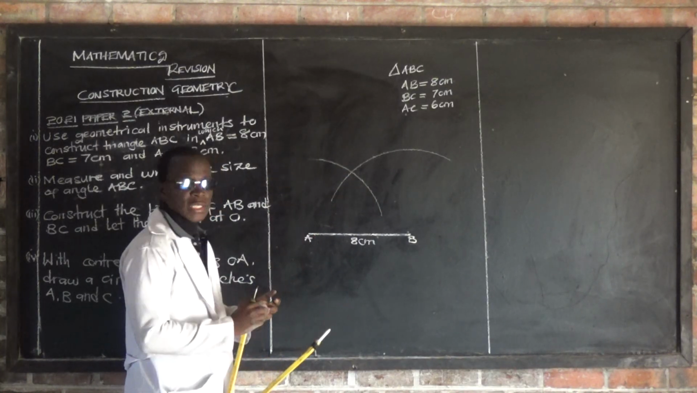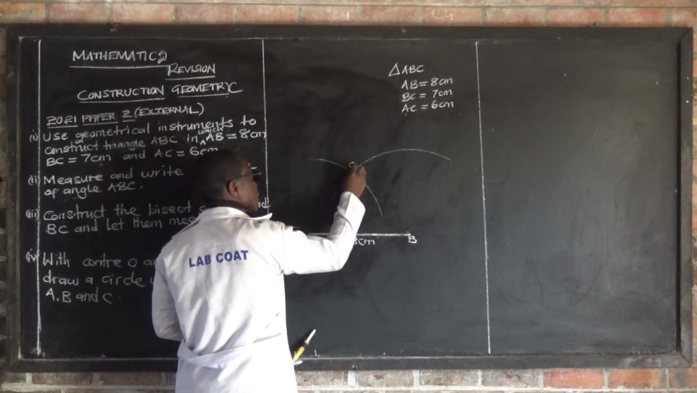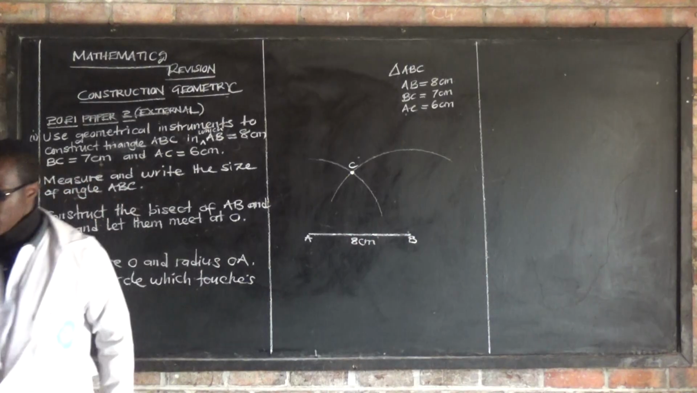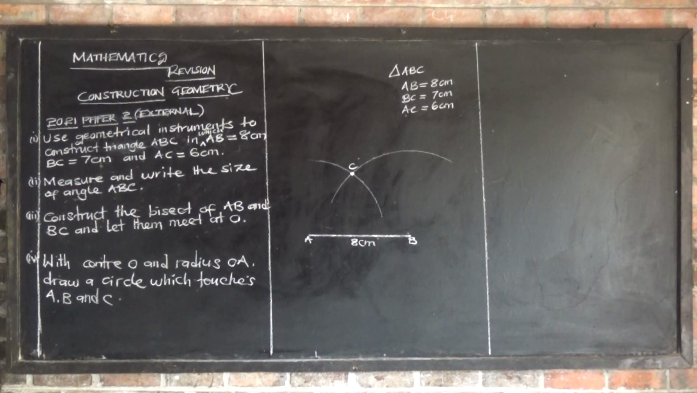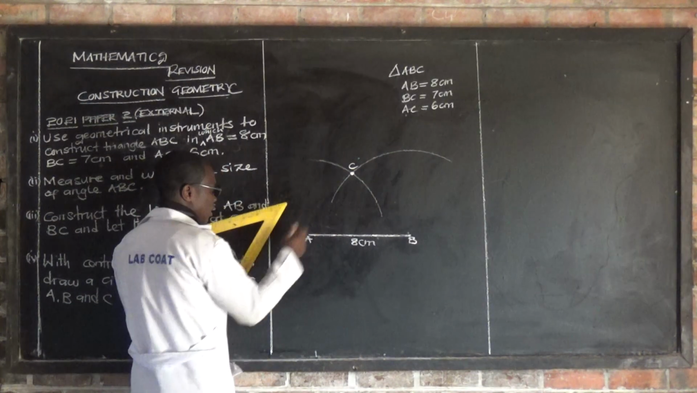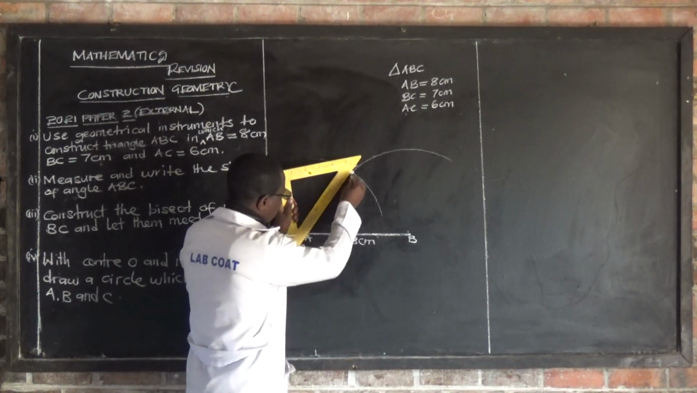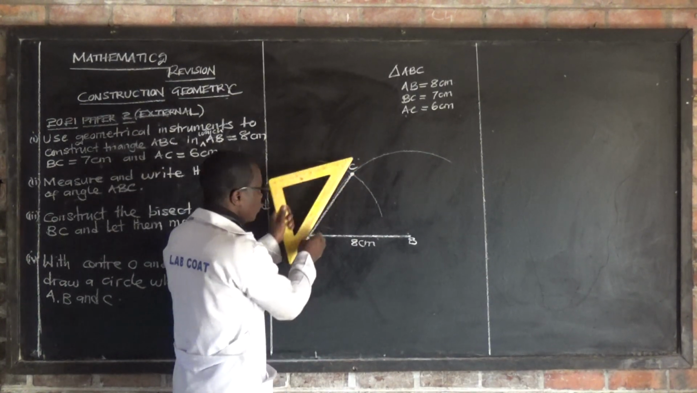So where these two arcs are meeting, are intersecting, this is where C is. This is my point C. Are we together? So now I'm going to use my ruler to join these points. Let me use my ruler to join these points. And this is AC. Are we together, guys?